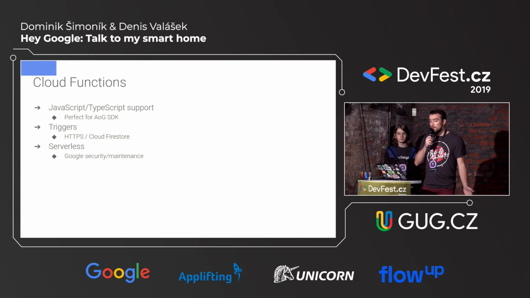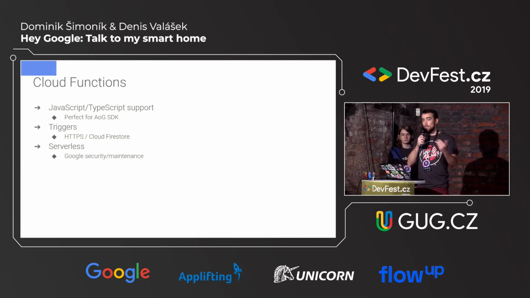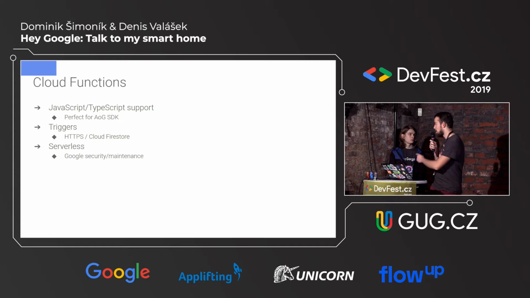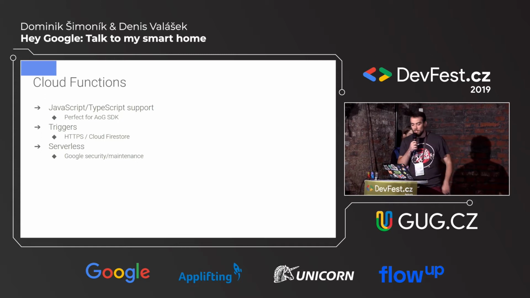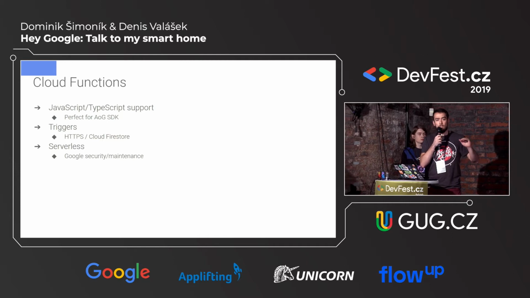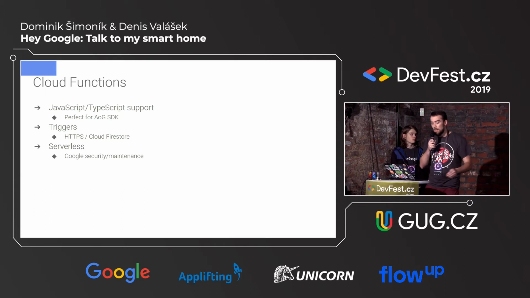In the cloud functions, we are using JavaScript language. You can use TypeScript, and the library for the Actions on Google is written in TypeScript. As I provided, I thought that's in JavaScript, but it's in TypeScript. It's also written in different languages, but those new features are implemented in JavaScript firstly.